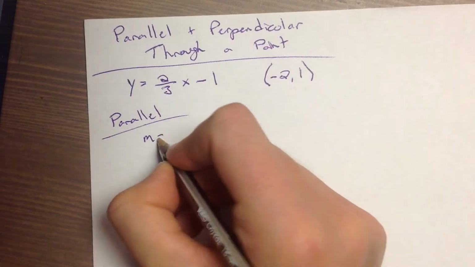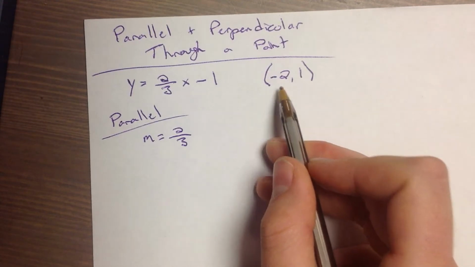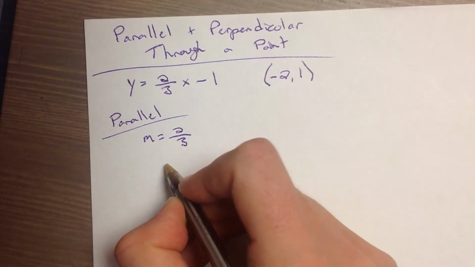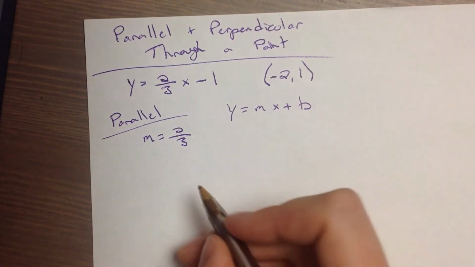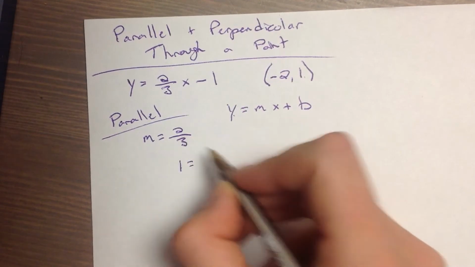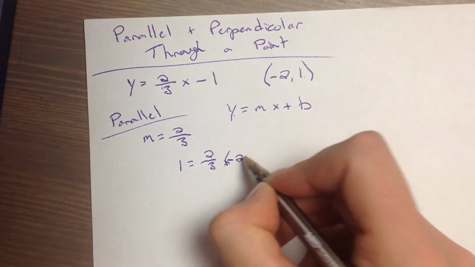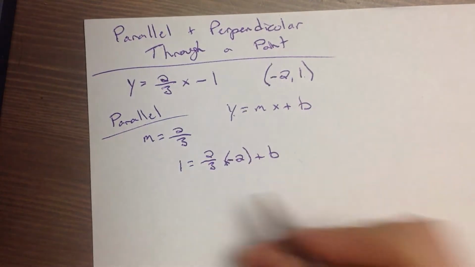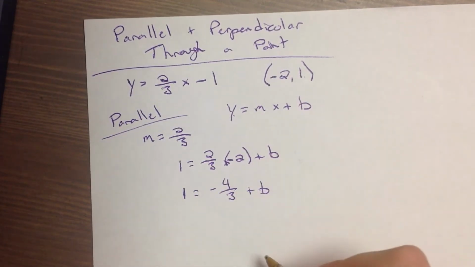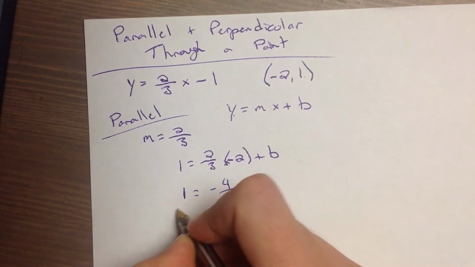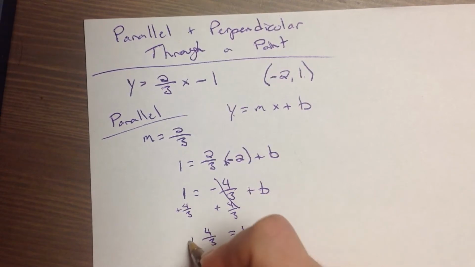So same slope means we'd have an m of 2/3. So a slope of 2/3, a point of -2, 1, means we would have y equals mx plus b, y of 1 equals 2/3 x of -2, plus b. 1 equals -4/3 plus b. Add 4/3, add 4/3. So b equals 4/3 plus 1.